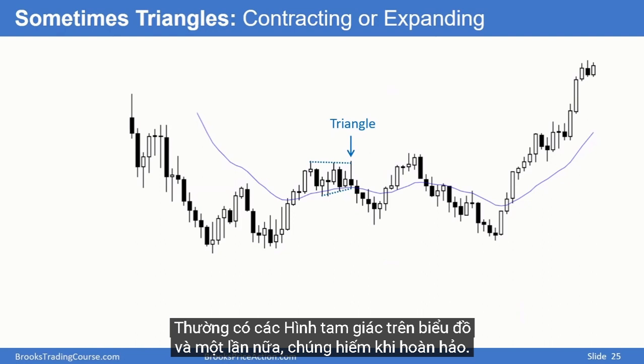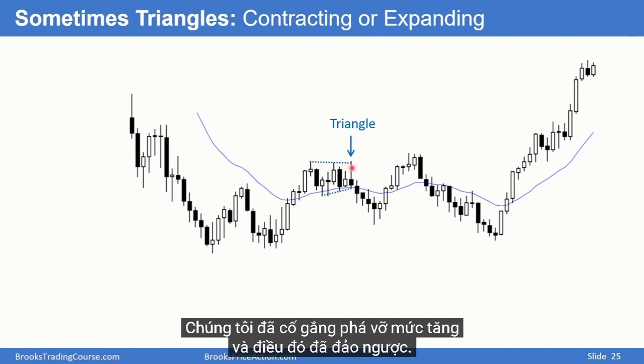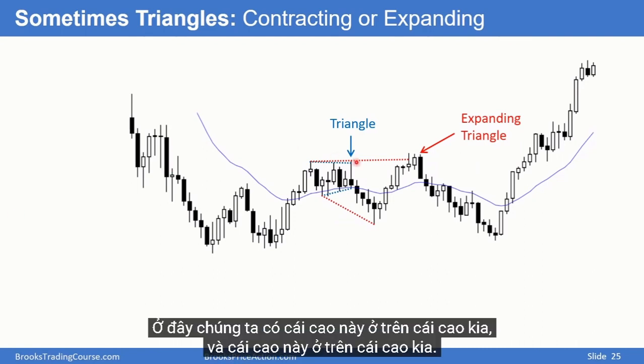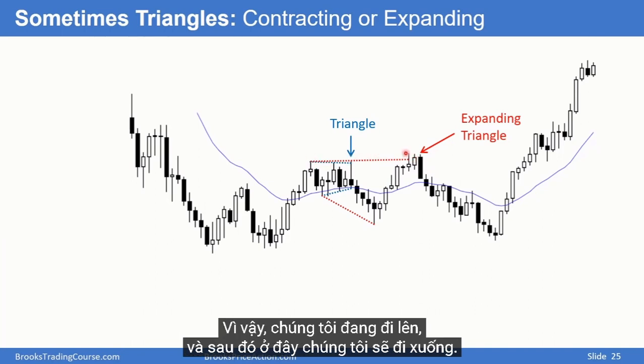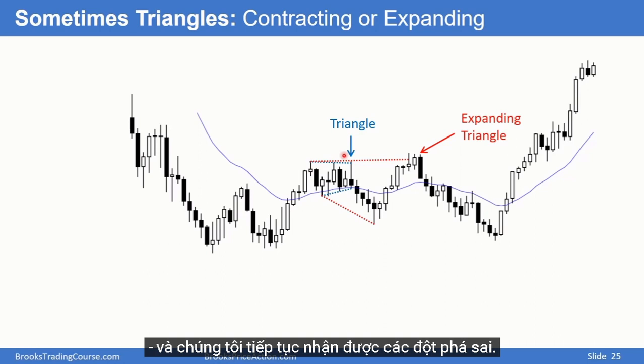There are often triangles on charts, and again, they're rarely perfect. We have rising lows here, and we're basically sideways here. We tried to break to the upside, and that reversed down. So that's a contracting triangle. And sometimes triangles are expanding. Here we have this high above that high, and this high is above that high. So we're going up, and then here we're going down. So an expanding triangle, 5 points, 1, 2, 3, 4, 5. And we keep getting false breakouts. A new low, new high, new low, new high. Again, a reversal pattern. I'll sell below that bar.